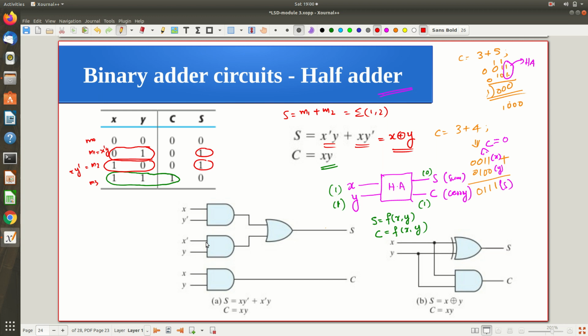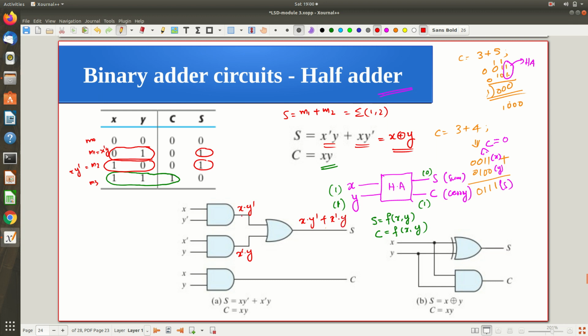See, what is my sum bit? So the sum is given by the circuit. So x, you apply x dash and y in one AND gate. So the output of this AND gate is x dash dot y, and here I am getting x dot y dash. So both of them you have to OR finally, right? So that is your sum bit. So the sum bit is x dot y bar or x bar y.